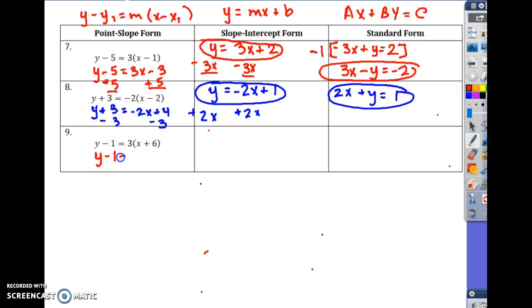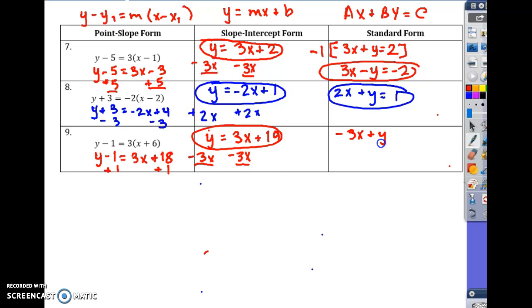Going back to number 9 here, let's distribute. Y minus 1 equals 3x plus 18. Then I'm going to add 1 to both sides. So in slope intercept form, I've got y is equal to 3x plus 19. To get to standard form, I'm going to subtract my 3x from both sides, and I end up with -3x plus y is equal to 19. I want to multiply both sides by -1 to get rid of the negative. When I do that, I have 3x minus y is equal to -19. There's my answer.